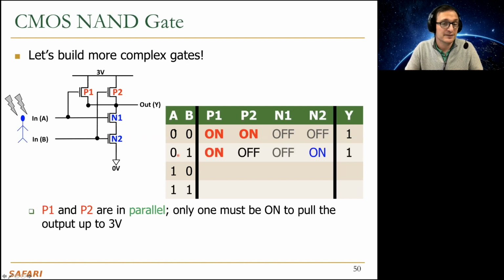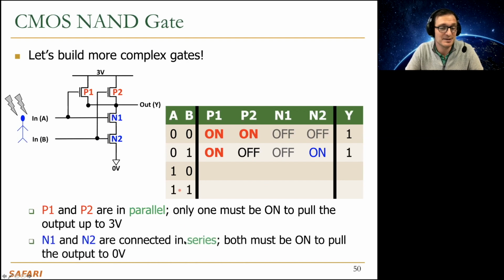Okay, if A is 0, B is 1, because these are in series, again, these both need to be 1 to conduct. As these do not conduct. At least one of these needs to be 0 or 1. As a result, P1 conducts. As a result, 3 volt gets connected to the output over here. Even though P2 doesn't conduct, it doesn't matter, right? But N2 is on, but it doesn't matter also because N1 is off. Okay, so you get a 1 over here.